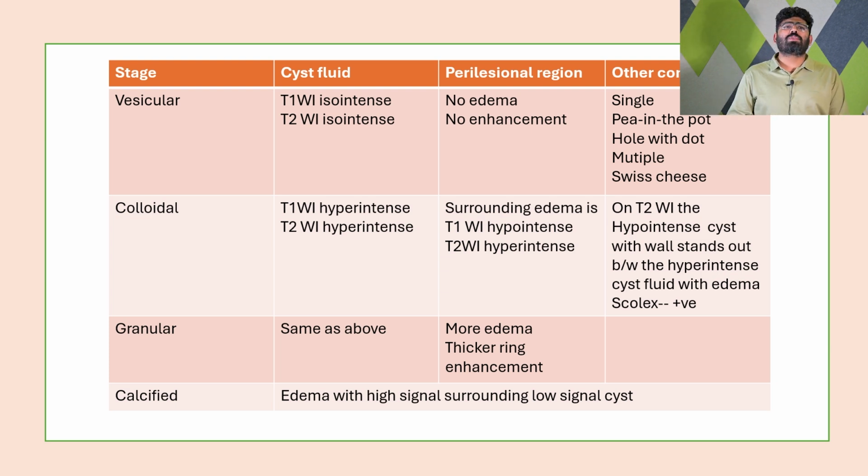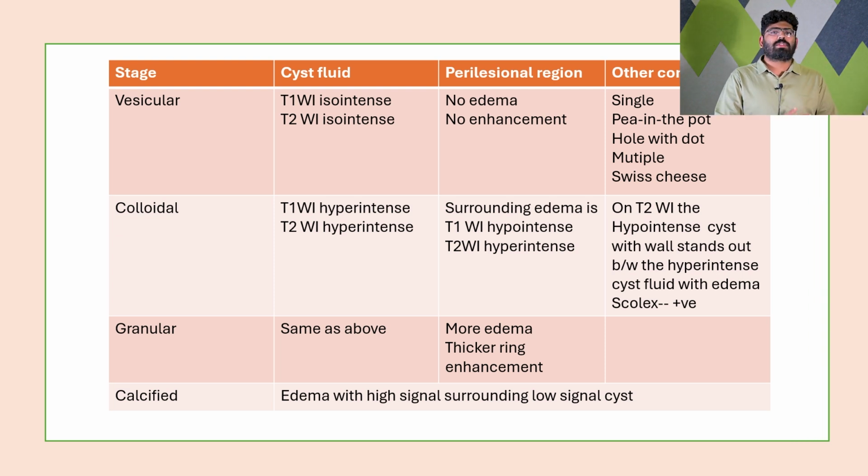But most of the time it is not so. There will be different stages, and the multiple lesions will be in different stages, so it is difficult. So you have to search for a scolex, and whether any colloid stage is there or not. In the vesicular stage, it looks like a normal T2, T1 will be isointense, and it looks like Swiss cheese, with multiple holes, and a single one will be like a hole with a dot. In the colloid stage, both T1 and T2 will be hyper, and surrounding edema is there.